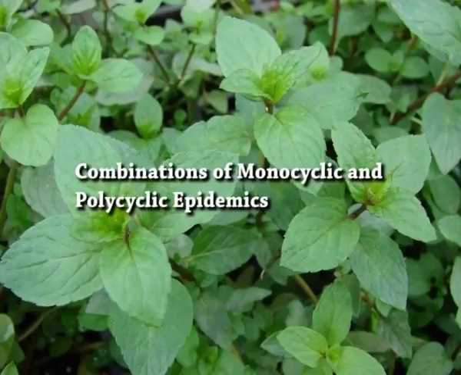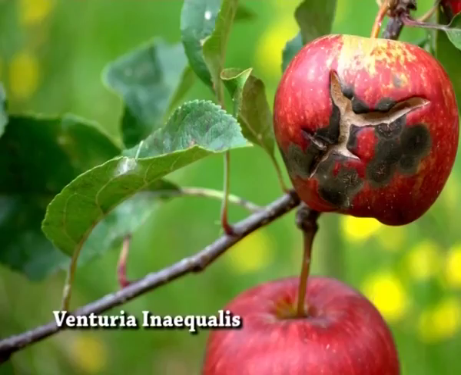Let us now look at combinations of monocyclic and polycyclic epidemics. Not every plant disease epidemic is clearly either monocyclic or polycyclic. Epidemics produced by fungi with two spore stages can have elements of both, sometimes in distinct phases and sometimes occurring simultaneously. For example, the fungus Venturia inaequalis, causal agent of apple scab.